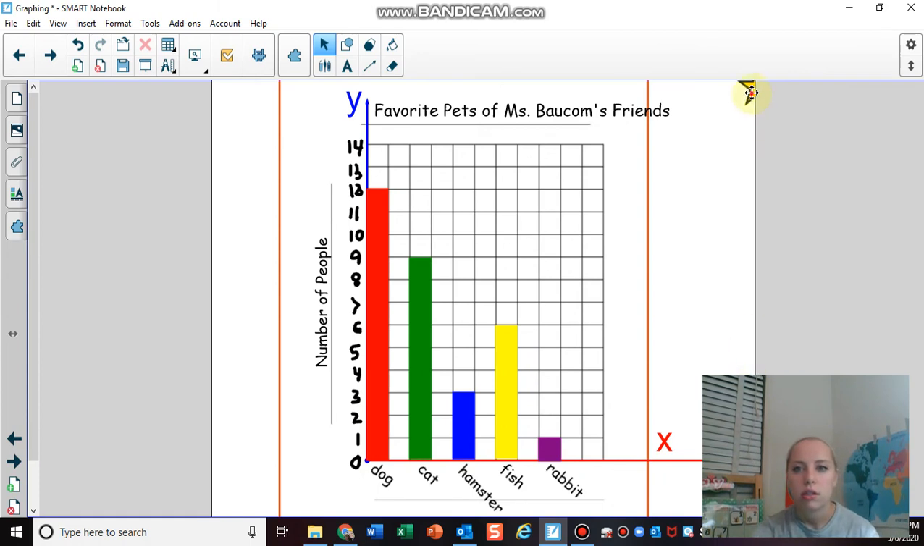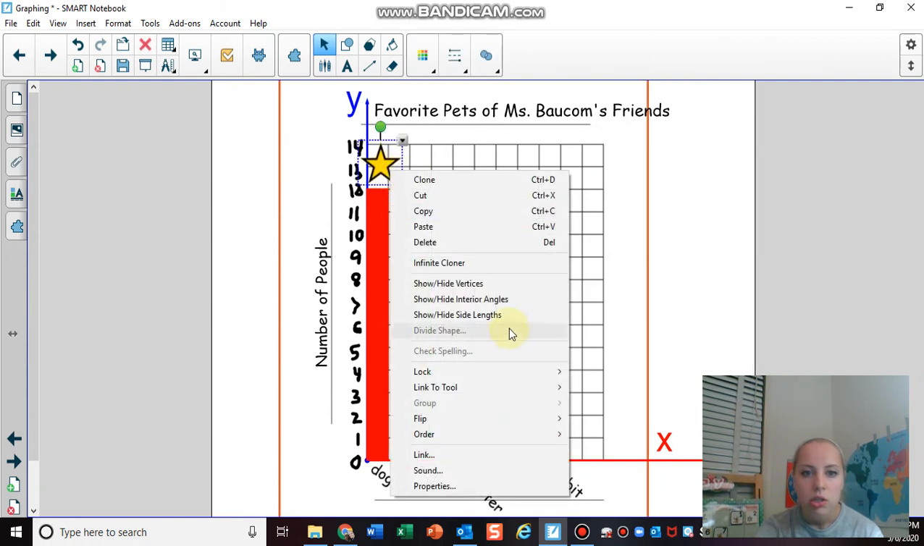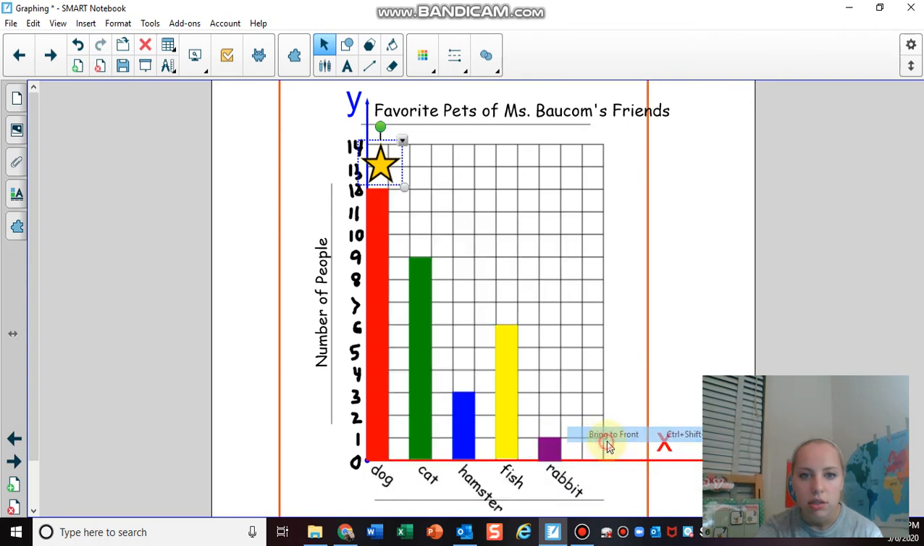Which category was the most popular, or which pet was the most popular among Miss Baucom's friends? Look at the bars and see which one is the highest on the graph. We can see clearly that it was dog. So dog was the most popular pet among my friends.